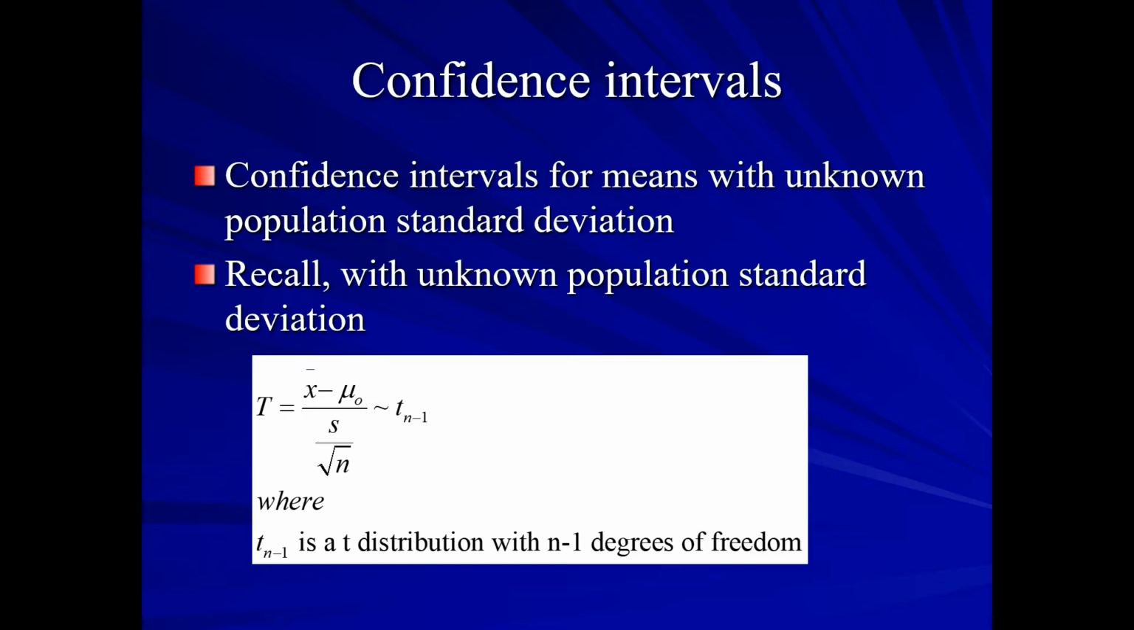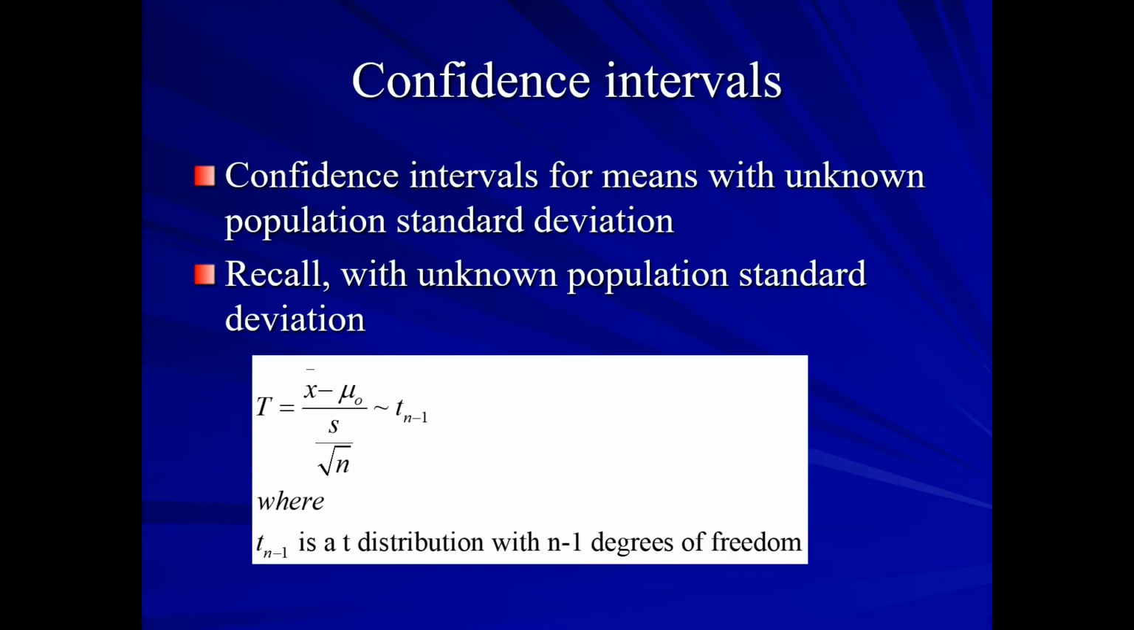In this video, we'd like to look at calculating confidence intervals and doing hypothesis tests for means when we have unknown population standard deviation. Now, we need to recall with unknown population standard deviation, we have to use a t-distribution. And t is defined as x bar minus mu 0 over s over the square root of n, where s is our sample standard deviation. And this is distributed as a t with n minus 1 degrees of freedom.